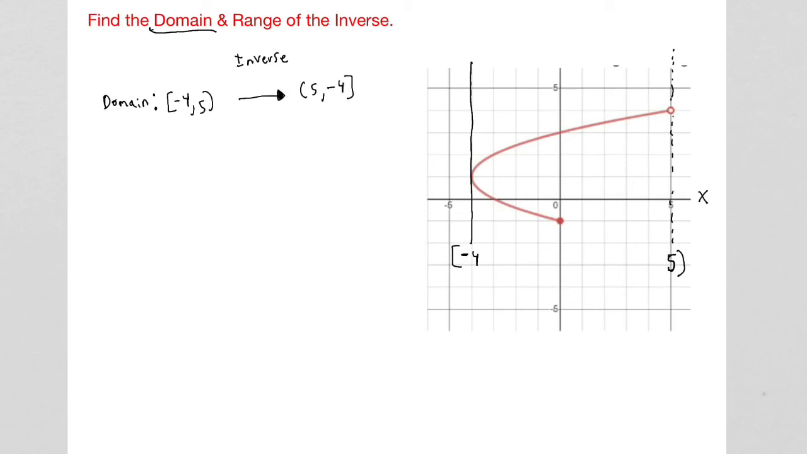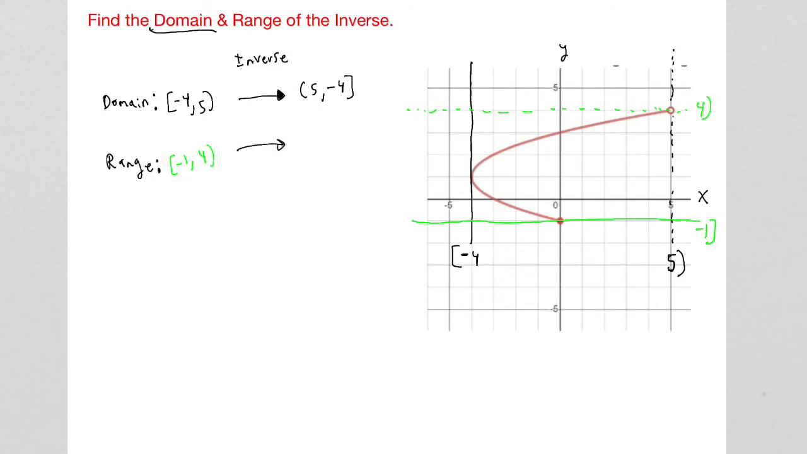Let's do the same thing for the range. This time we're going to concentrate on the y-axis, reading the graph from bottom to top. I can see that my lower bound is going to begin here at -1, and the upper bound is going to end here at +4. The 4 is in parentheses because of the open circle, and the -1 is in bracket because of the closed circle. Reading from bottom to top, we get the interval -1, +4.